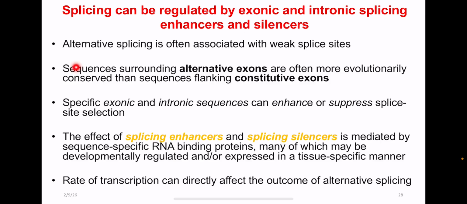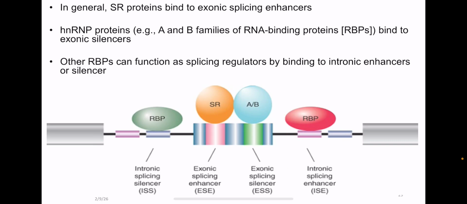alternative exons. Okay, so it is said that sequences surrounding the alternative exons are more conserved evolutionarily than sequences flanking constitutive exons. Okay, so the exons that are constant in all proteins emanating from a particular mRNA transcript are not as evolutionarily conserved as the sequences surrounding the alternative exons.